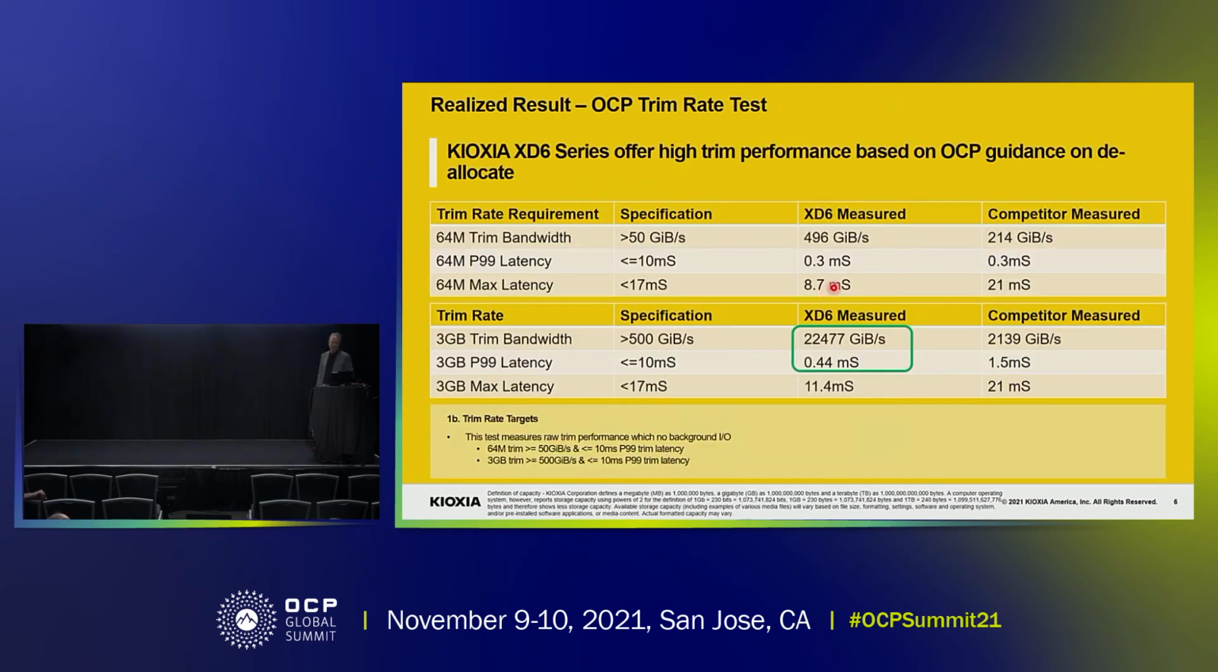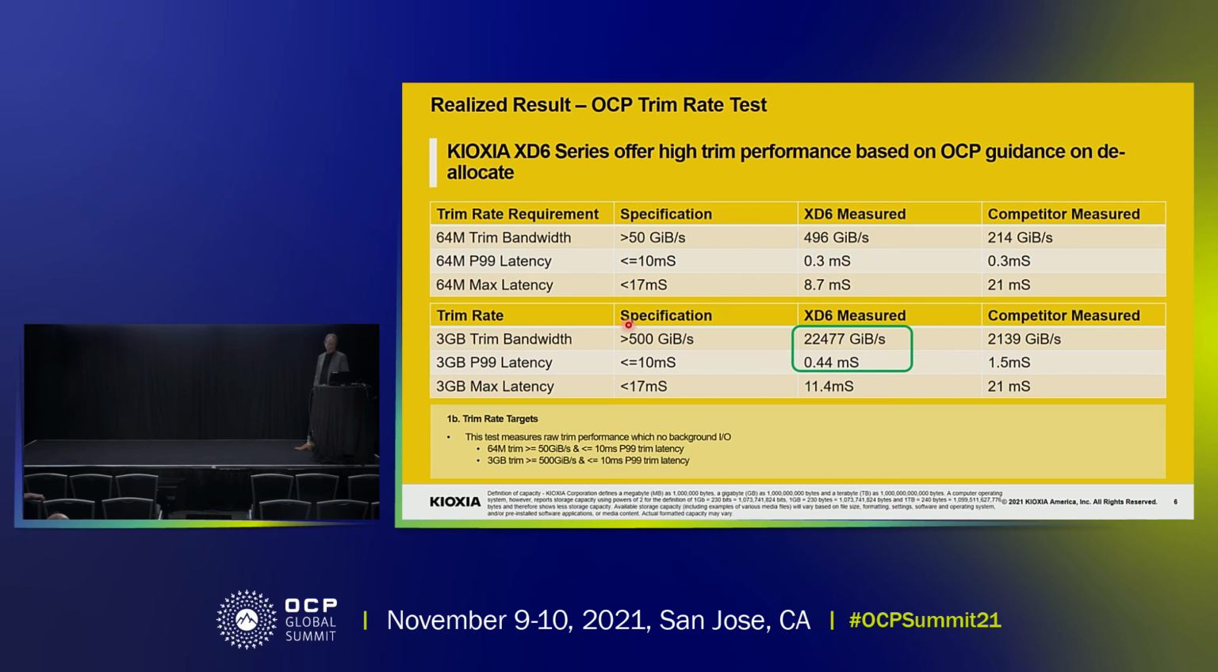Let me give you an example of what this is. Within OCP, there's this trim target test that I mentioned before. Here's the XD6 measured trim performance, against a common competitor drive that's also claiming OCP compliance. Looking specifically at 64 megabyte trim, it was expecting 50 gigabytes a second. The competitor did well at 214, but we were clearly faster. Trim latency's 10 milliseconds; we were 300 microseconds.